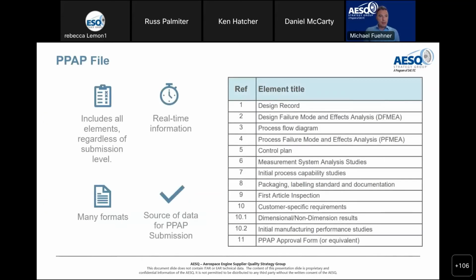So now we're going to talk about the PPAP file. Okay, so what elements make up the PPAP file? There are 13 elements referenced on the right there that make up a PPAP file. And the file includes all of these elements, regardless of the submission level, regardless of what your customer is asking you to submit. The PPAP file is to include these elements.